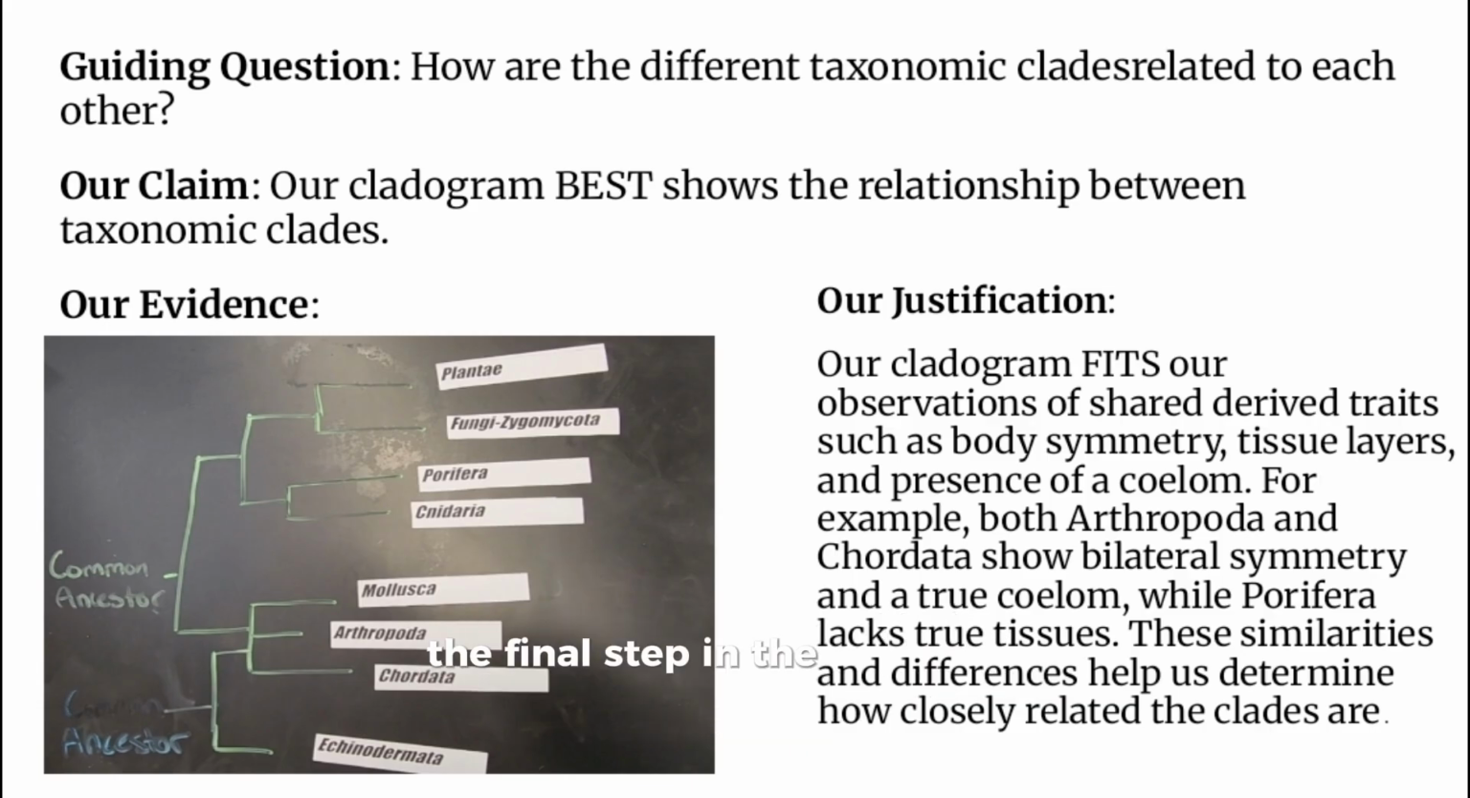The final step in this lab will be your whiteboard presentation. You will write the guiding question and your claim on this specific layout. Your evidence will be a photo of your cladogram, and then you will write your justification, explaining how your cladogram best shows the relationship between taxonomic clades. After completing this final step, this will conclude your taxonomy lab.